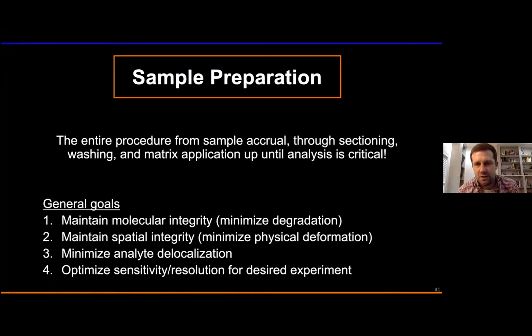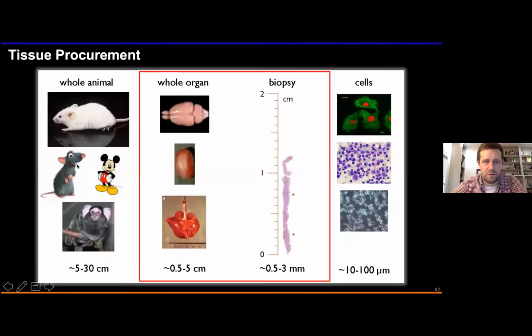The entire procedure from acquiring the sample, through sectioning the sample, through any washing of the tissue to matrix application is critical. And this is not unique to imaging. This is obviously very true for classical metabolomics as well. But for imaging, we really want to maintain the molecular and spatial integrity on the tissue surface. So we want to minimize any chemical degradation of the metabolites. We want to minimize any kind of walking around or movement of the metabolites in the tissue section, which can cause basically physical deformation of the image. And then obviously we want to optimize the sensitivity of the experiment.